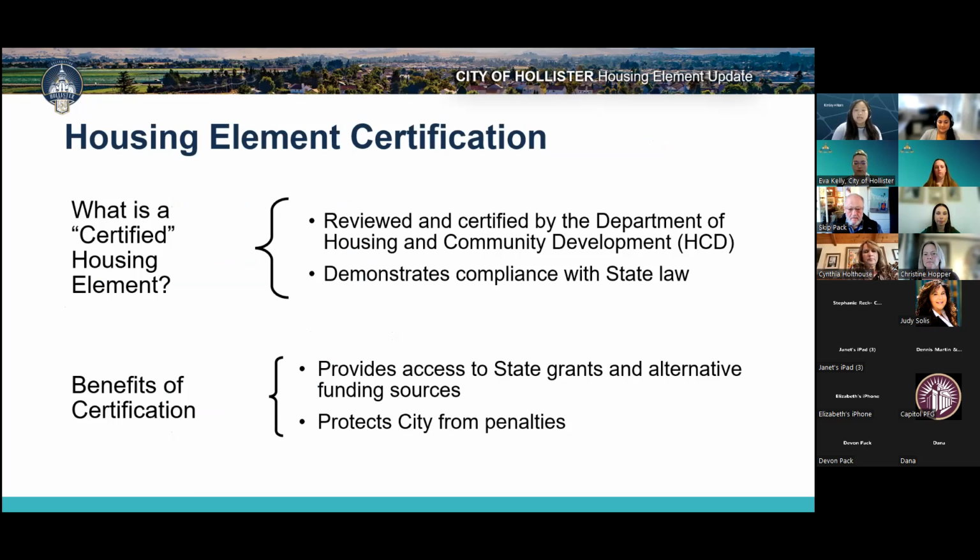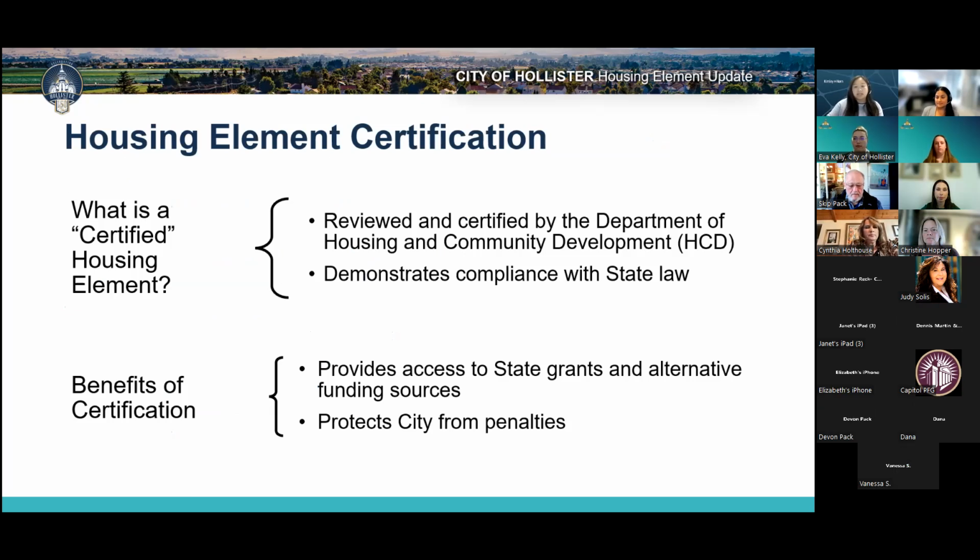And so the housing element is the only chapter of the general plan that requires certification by the California State Department of Housing and Community Development, otherwise known as HCD, to ensure compliance with the many state laws. Certification allows the city to become eligible for a number of grants and funding sources, and also protects the city from any penalties associated with non-compliance.